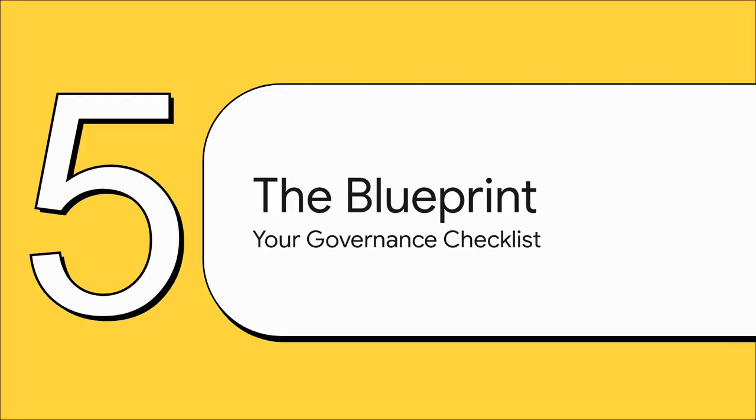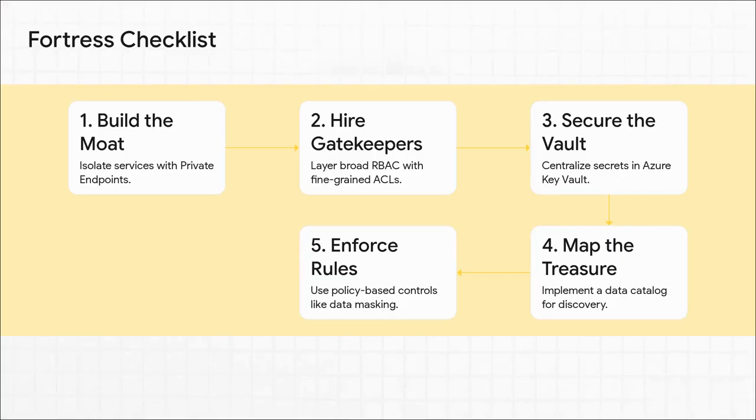And there you have it. We've built our fortress, piece by piece, layer by layer. So let's just zoom out for a second and look at the complete blueprint, our actionable checklist. Number 1. Dig that moat with private endpoints. 2. Hire your gatekeepers by combining those broad job titles with specific room keys. 3. Lock down every application secret in Azure Key Vault. 4. Map the treasure with a data catalog so you actually know what you have. And finally, number 5. Enforce the rules automatically with policies like data masking.